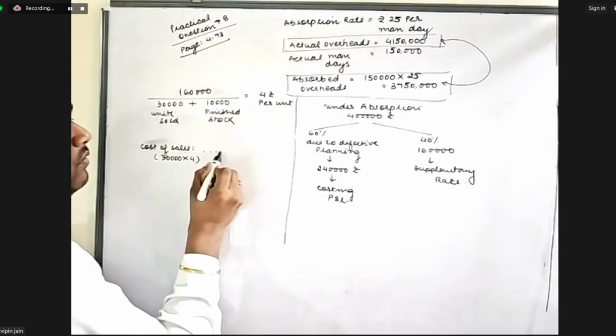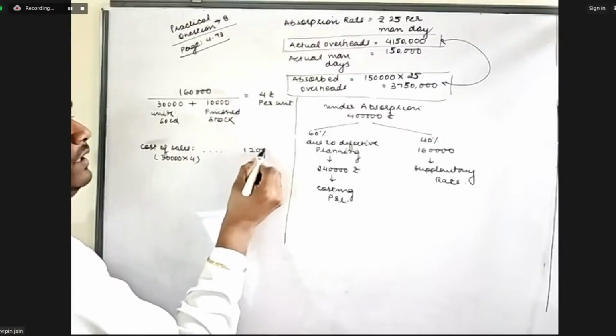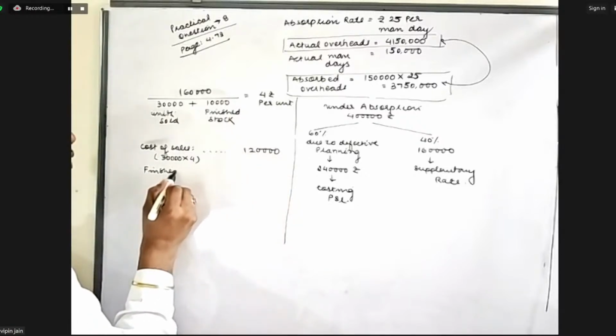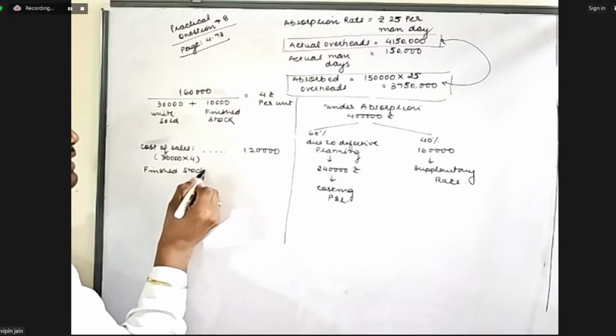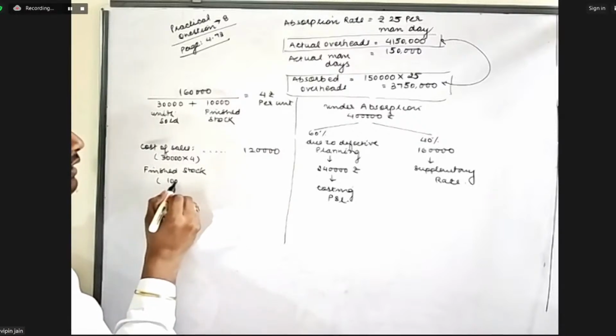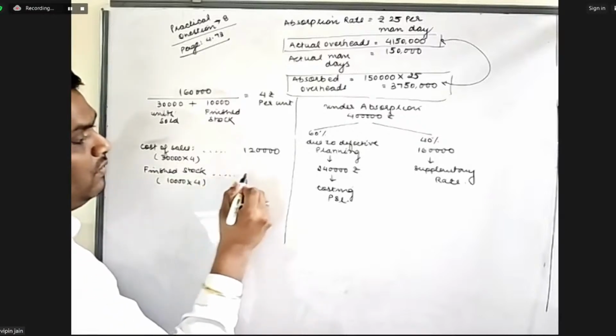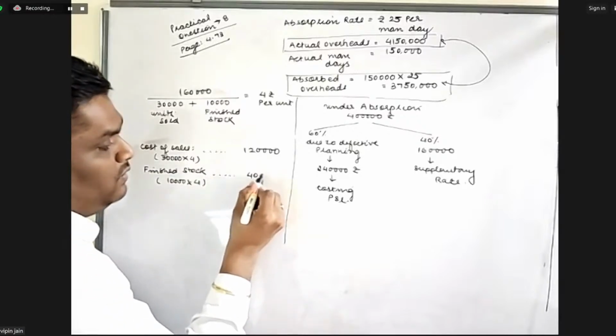That is 1,20,000. And my finished goods, finished stock value will be increased by 10,000 into 4. That is 40,000.